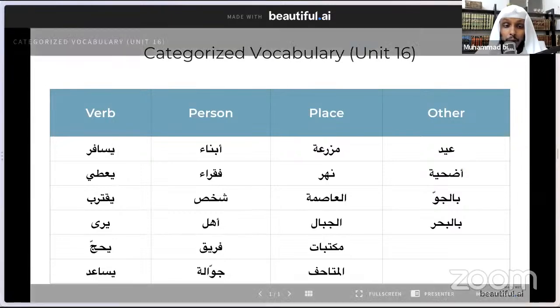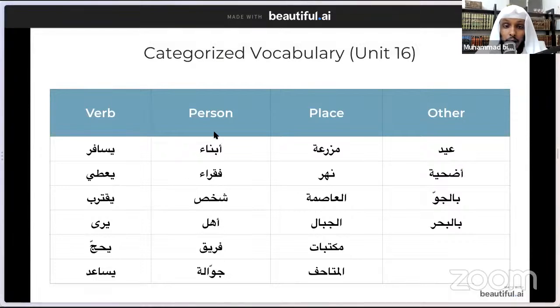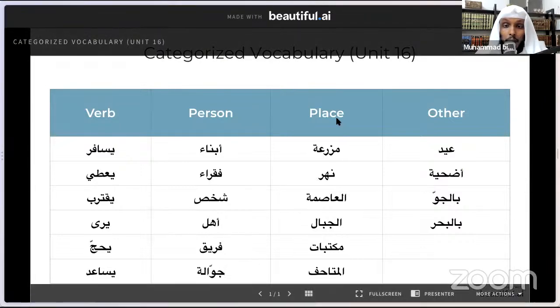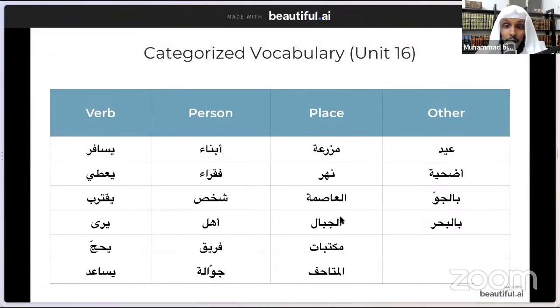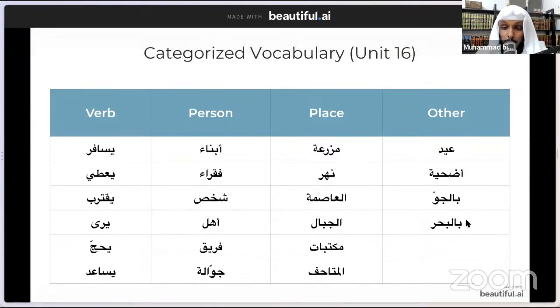We have verbs such as يسافر يعطي يقترب يرى يحج and يساعد. We have persons or people, أبناء فقراء شخص أهل فريق جوالة. We have places, مزرعة النهر عاصمة جبال مكتبات متاحف, and we have other things like عيد أضحية بالجو بالبحر. Okay, so these words you can just use them to supercharge your sentence.